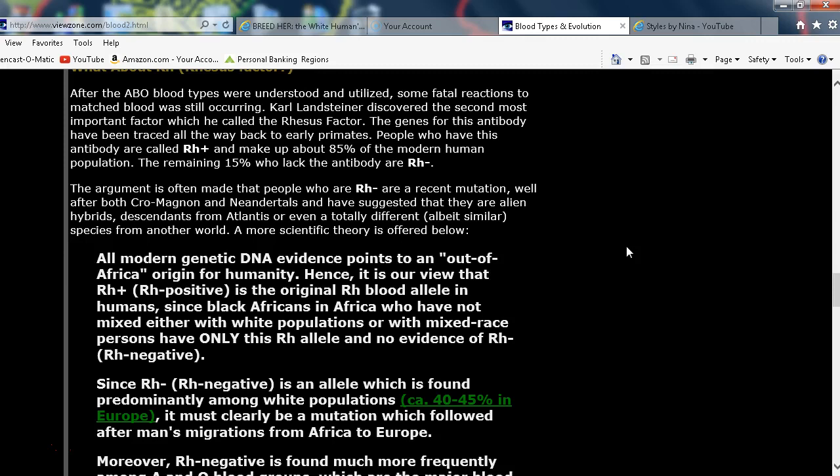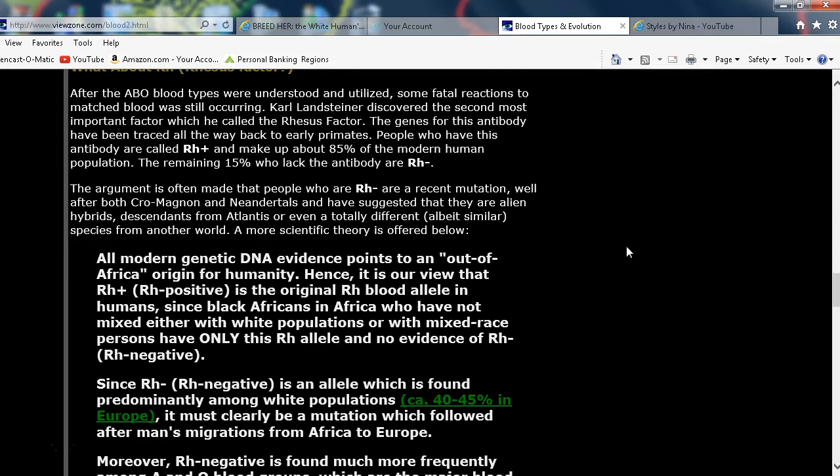Descendants from Atlantis, or even a totally different, albeit similar species from another world. A more scientific theory is offered below. All modern genetic DNA evidence points to an out of Africa origin for humanity.